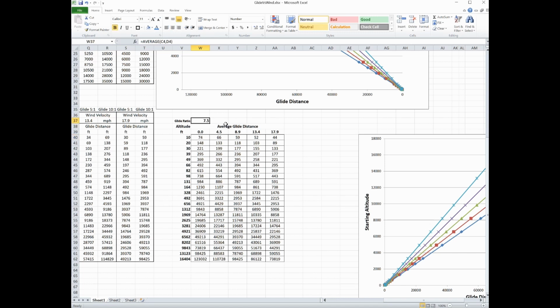So here's our average glide distance. It's all that information, and now it's averaged. Instead of 2 columns, we have single columns. So for a glide ratio of 7.5 to 1, this is your starting altitude in feet, and this is your average glide distance in absolute perfect conditions.